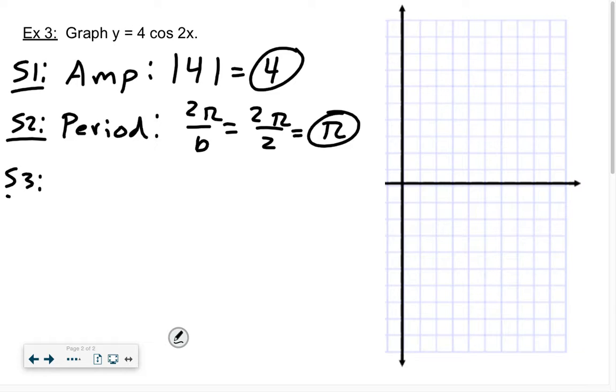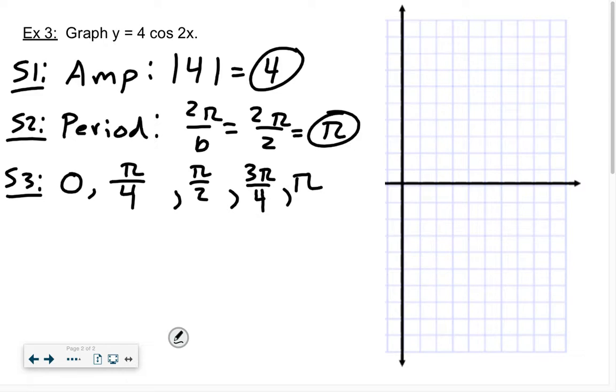Step 3, we need to take our period and divide it into 4s. So we start at 0. We go to pi. We need to find everything else in between. Well, halfway between 0 and 1 is a half. Therefore, half pi. Halfway between 0 and a half is 1/4. Therefore, 1/4 pi. And halfway between a half and 1 is 3/4. Therefore, 3/4 pi. If the pi's confuse you, just throw the pi's out of it and see that it's 1/4, 1/2, 3/4, and 1 pi. If you just look at the fractions themselves without the pi's, that might be a little bit easier for you to see.